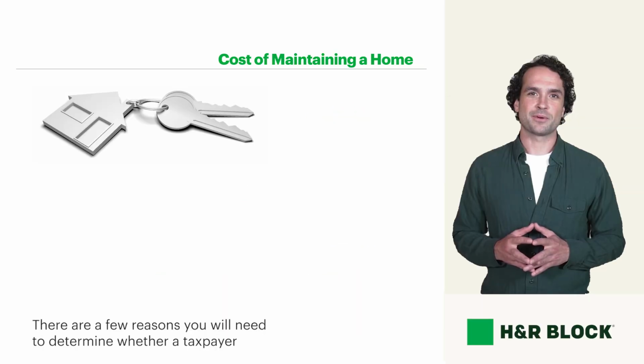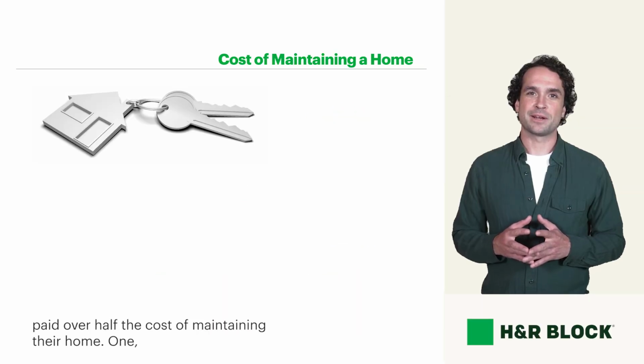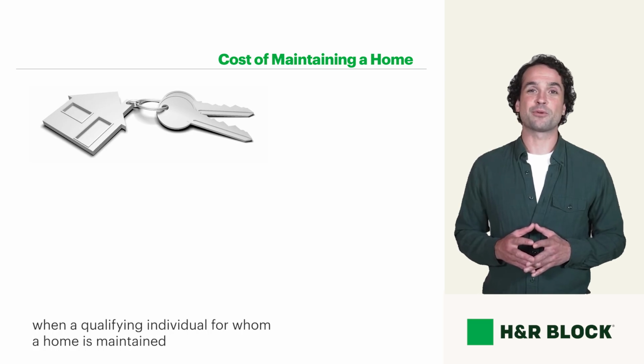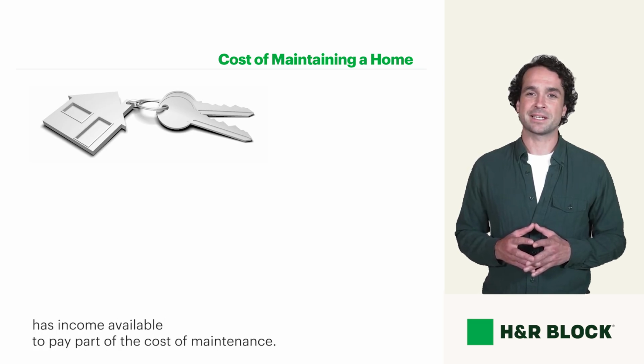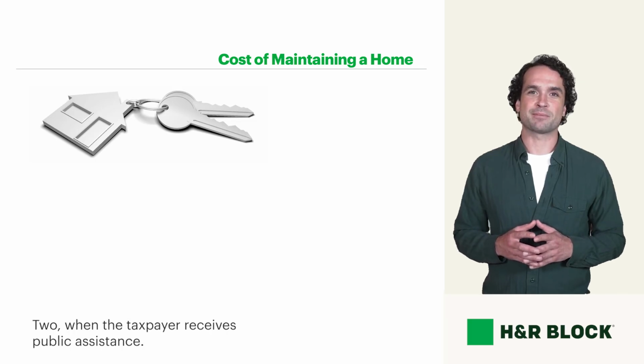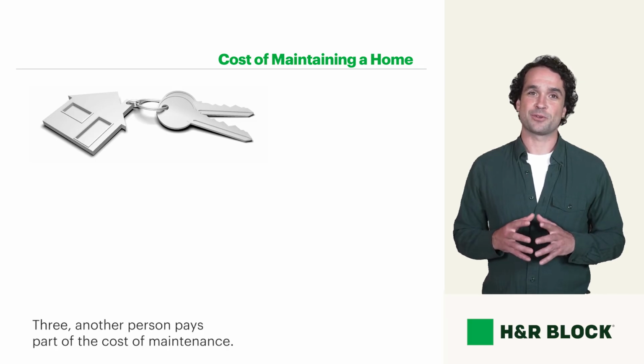There are a few reasons you will need to determine whether a taxpayer paid over half the cost of maintaining their home. 1. When a qualifying individual for whom a home is maintained has income available to pay part of the cost of maintenance. 2. When the taxpayer receives public assistance. 3. Another person pays part of the cost of maintenance.